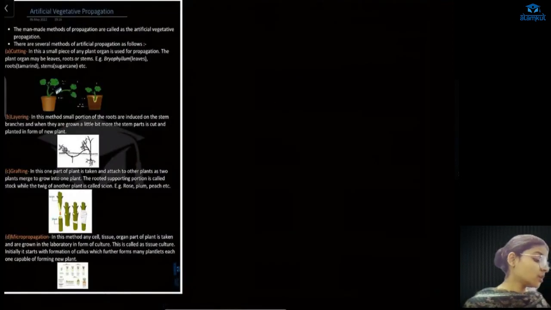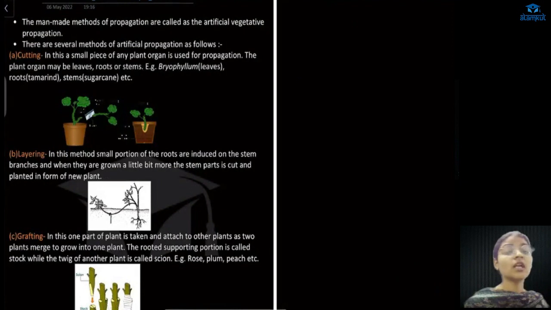Now we will see artificial vegetative propagation, which is done with the help of man. These methods are suitable because man creates changes in the plant for the development of new plants, and new hybrids and new kinds of plants can develop.